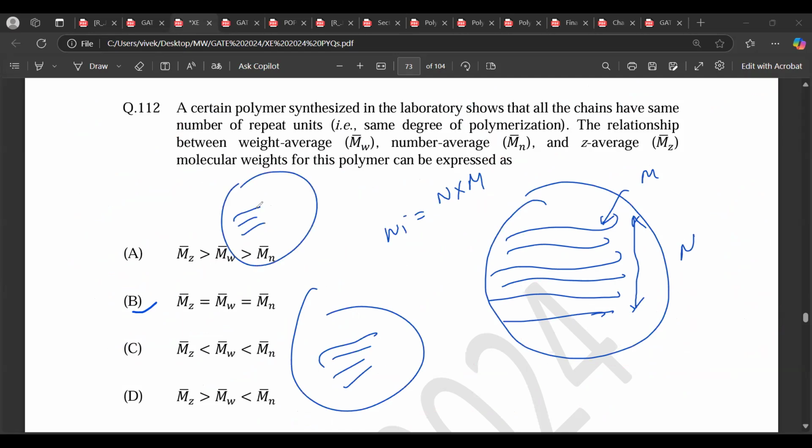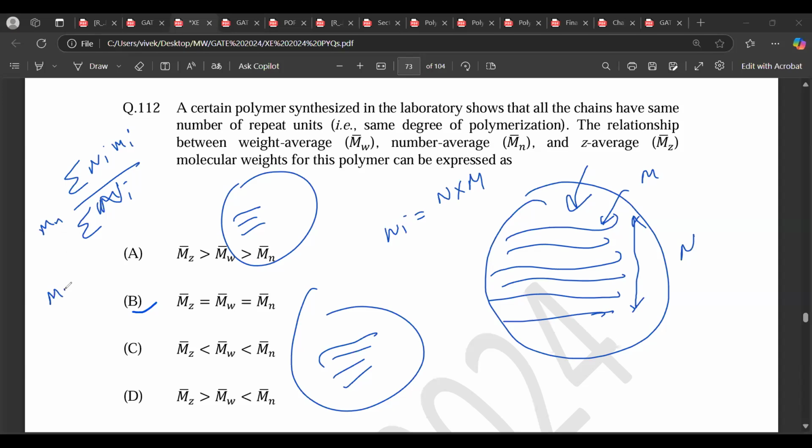If there is another group, n3 m3, then you combine them and give the weighted average, that is summation of Ni Mi by summation of Ni, or summation of Ni Mi square by summation of Ni Mi, right? So if you see this type of sample, what is the formula for your Mn? Mn is summation of Ni Mi by summation of Ni, right? Similarly, what will be your Mw? Mw will be summation of Ni Mi square by summation of Ni Mi, right?